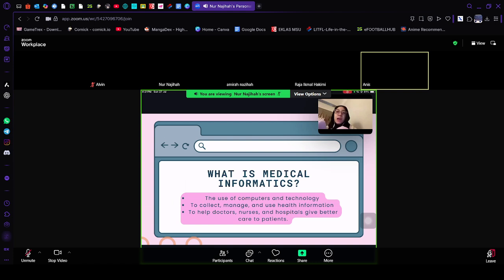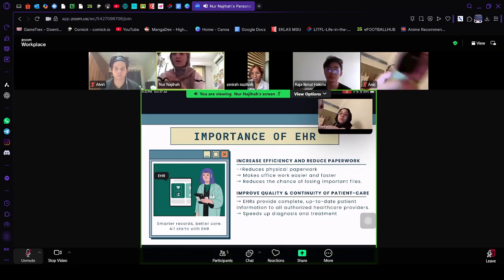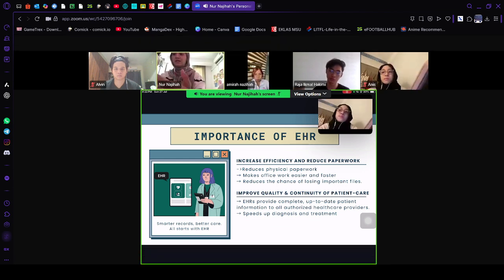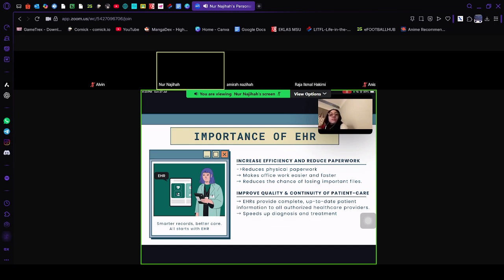The importance of EHR is that it increases efficiency and reduces paperwork, which means that it reduces the physical paperwork, it makes the office work easier and more accessible. And this allows the healthcare workers to access, update, and share information much faster and saves time, saves paperwork as well as resources and reduces delays in treatment.